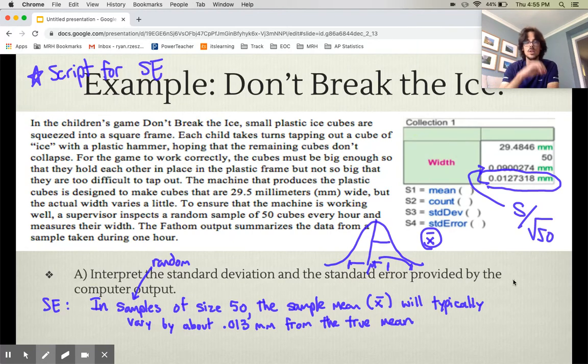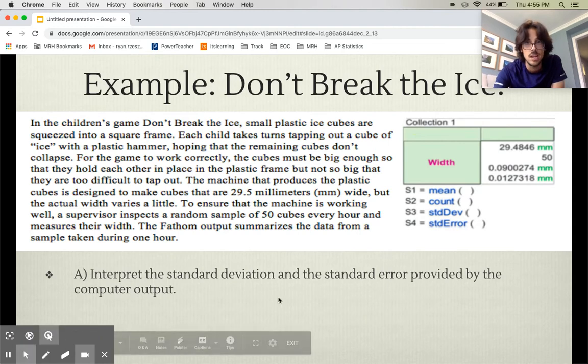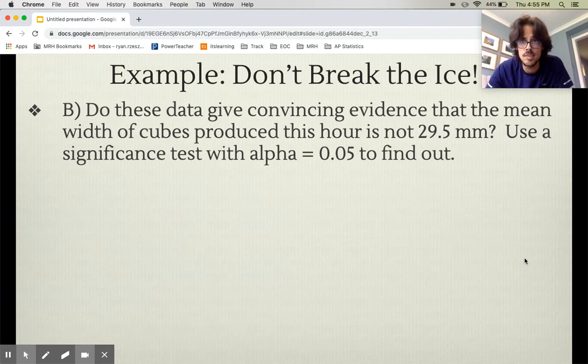So that's how you would interpret a standard error. That was a little sidebar, but let's go ahead and talk about the actual significance test. I will help you establish the setup here, and then you should try this yourself. This time, we're going to use the calculator shortcut, so I'll have to show you where that is.